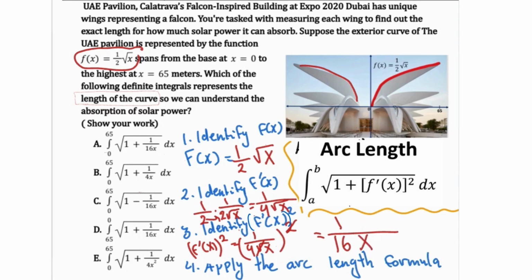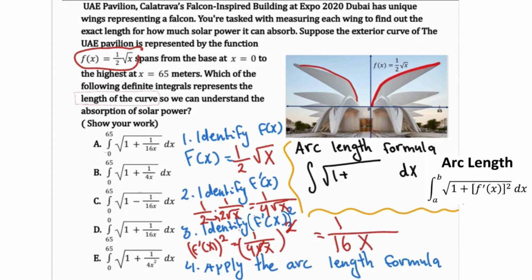Next step, we will apply the arc length formula with the answers that we got. So the arc length formula, first we will apply the start point. So in the question it has been said that spans from the base at x equals 0. So 0 is the start point, and then it has been said to the highest at x equals 65 meters, showing this is the end point, so we'll put it at b.